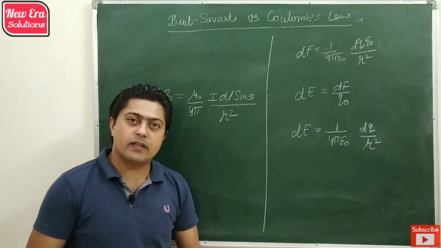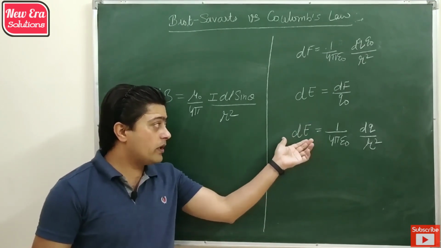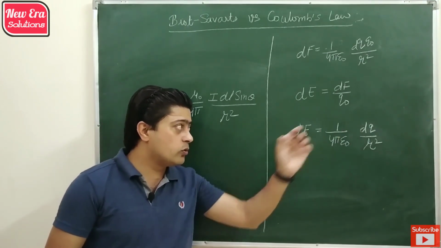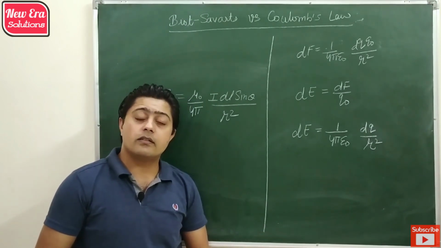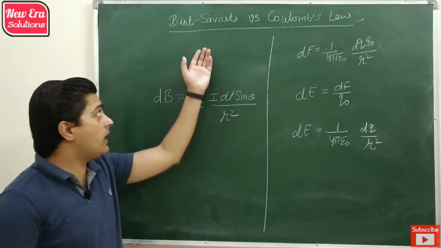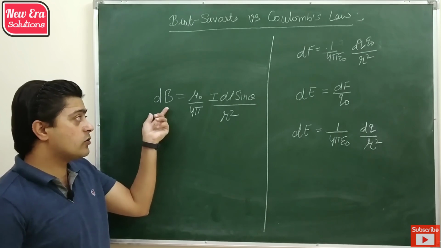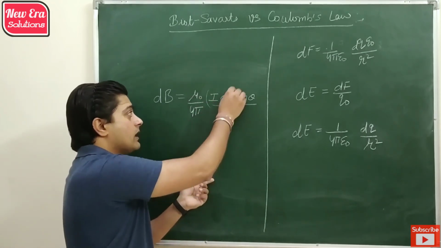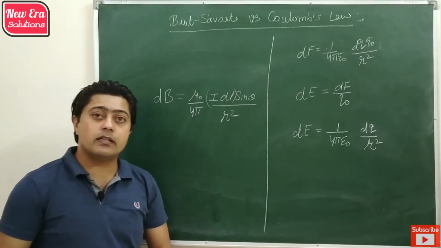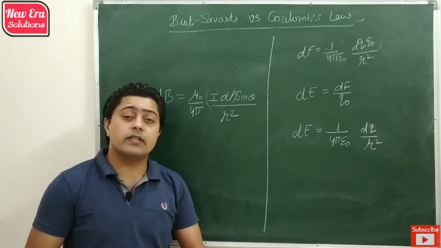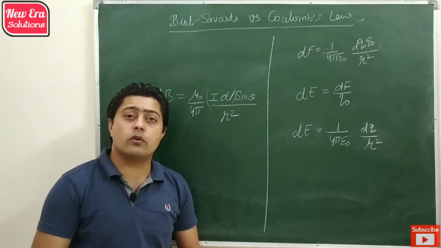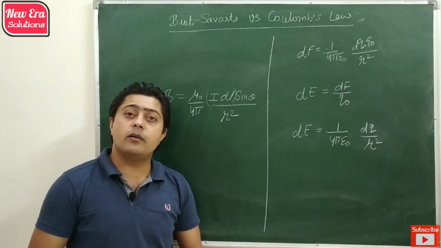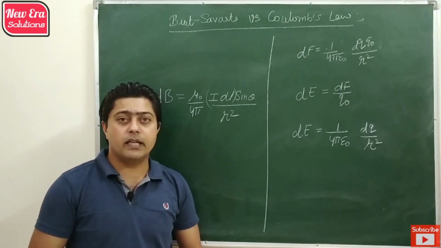And the third point of difference is that in this law the electric field is obtained due to charge, which is a scalar quantity, but in Biot-Savart's law the magnetic field is obtained due to a current element, which is a vector quantity. So this is the comparison between Coulomb's law of electrostatics and Biot-Savart's law of magnetic field.